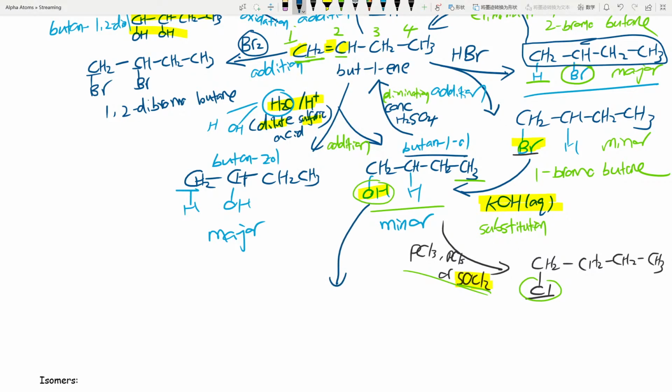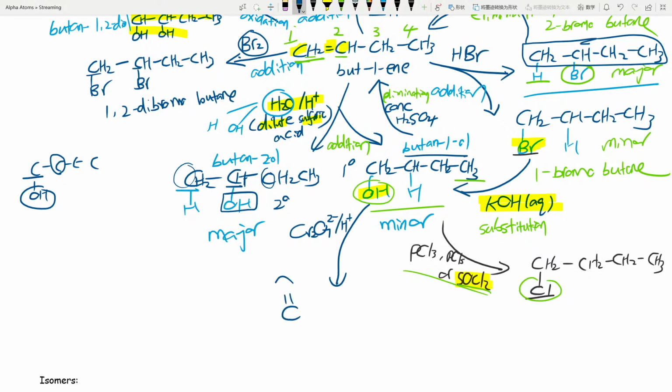Now, another thing that you need to remember: this is a primary alcohol, the butanol. Sorry, I'm jumping spaces. Butanol is a primary alcohol because the OH is bonding to a carbon which is only bonding to one other carbon directly. And this OH group is bonding to a carbon which is directly bonding to 2 other carbons. This is why this is a secondary alcohol. And you need to remember, guys, that your primary alcohol can be oxidized to a carboxylic acid.